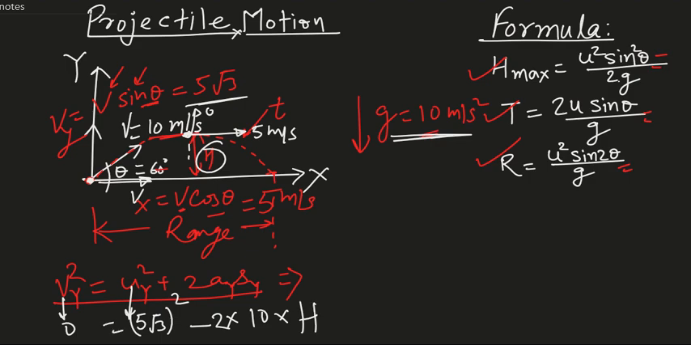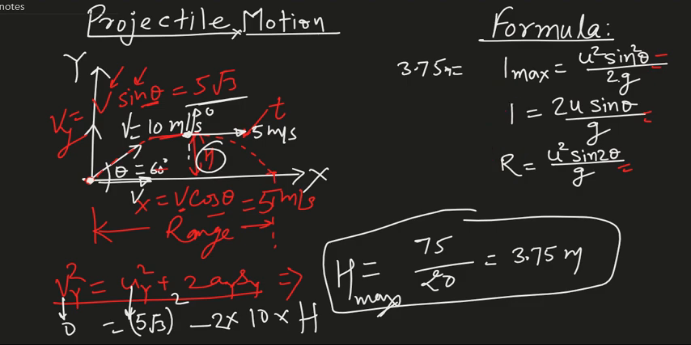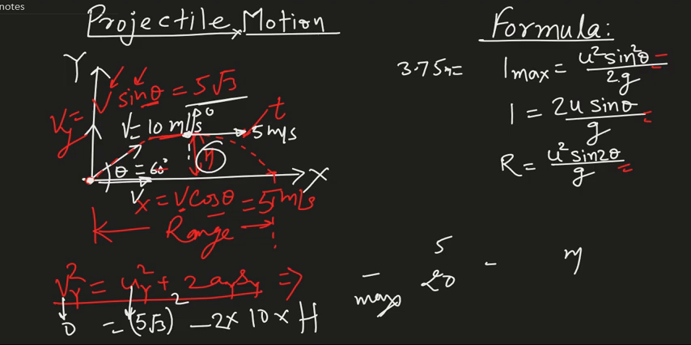So if I calculate h from this equation, then I get h to be the square of this, 75 divided by 20, which is nothing but 3.75 meter. Okay, so this is our h max. I write h max here, 3.75 meter. Let's erase this thing, these arrows. Okay, so let's erase this thing here.